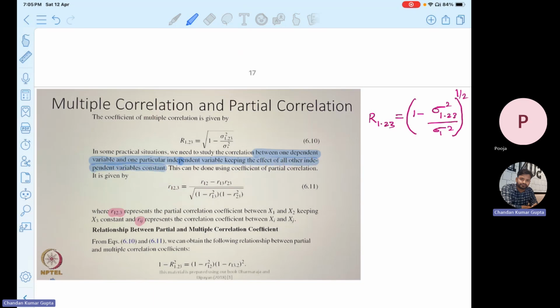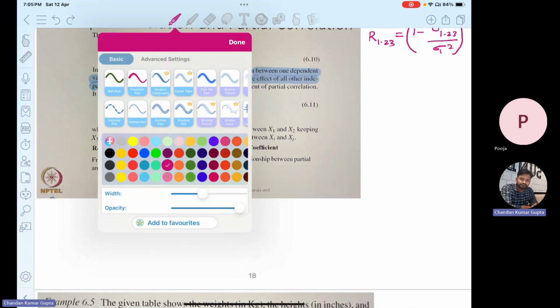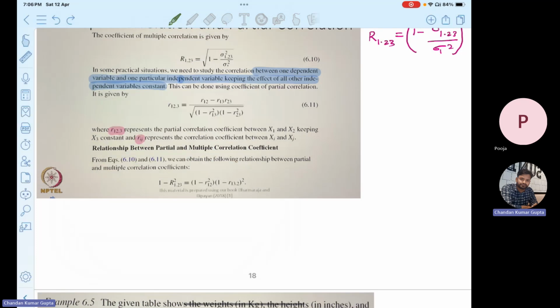That means we want the individual impact, the individual correlation of one variable on another dependent variable, assuming the rest of the random variables as constant. In that case, we need partial correlation, not the multiple correlation. The formula for the partial correlation is small r 12.3. That means the partial correlation of the random variables 1 and 2 when 3 is kept constant.